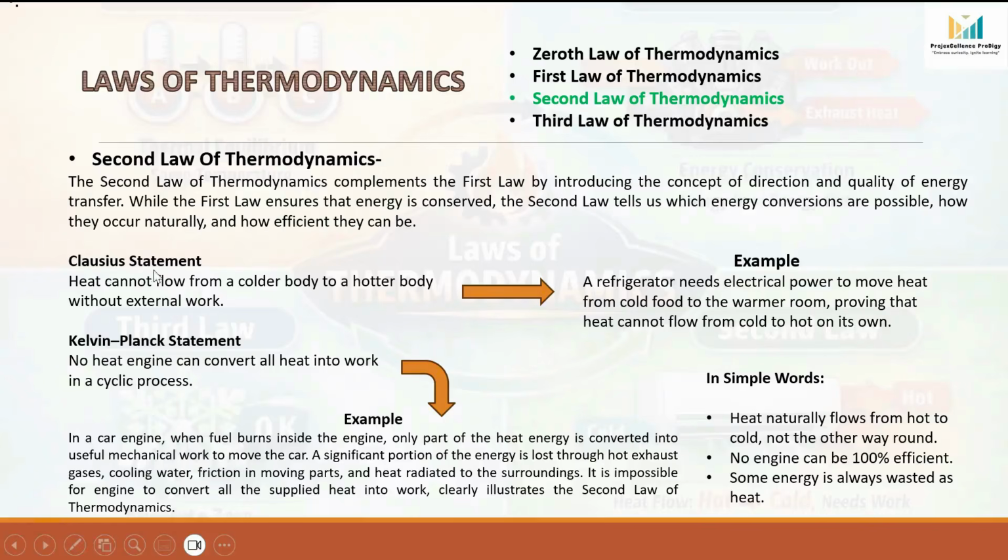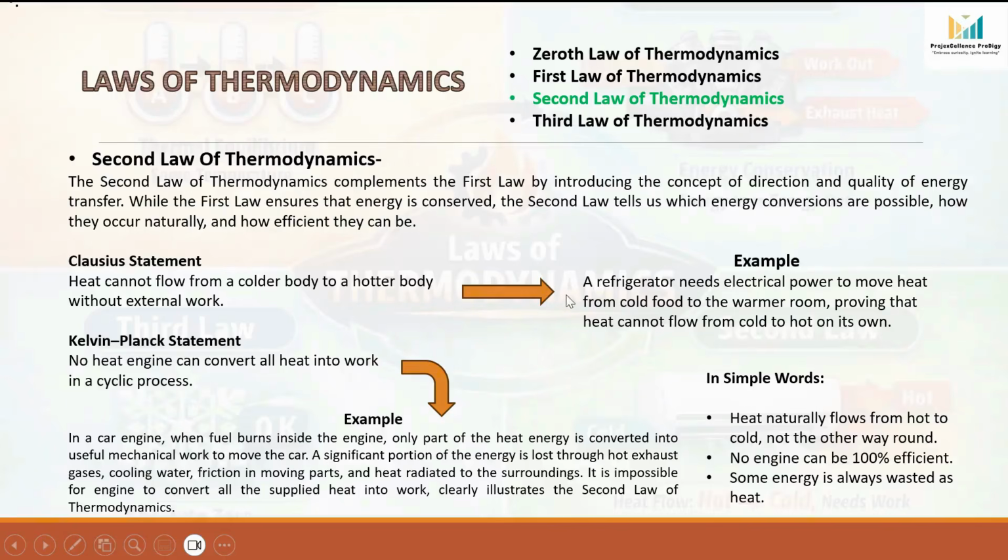The two statements are very popular while understanding the second law of thermodynamics, the Clausius statement and Kelvin-Planck statement. Clausius statement. It says, heat cannot move from a cold object to a hot object by itself. It needs external energy to do so.